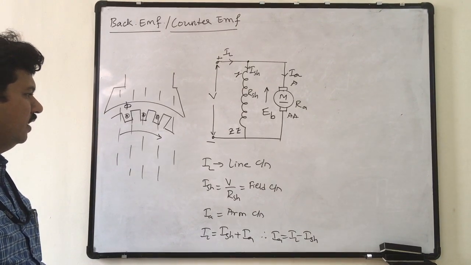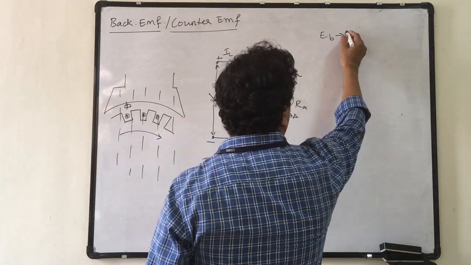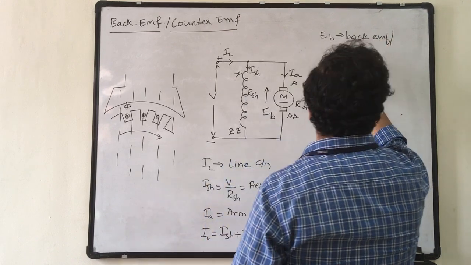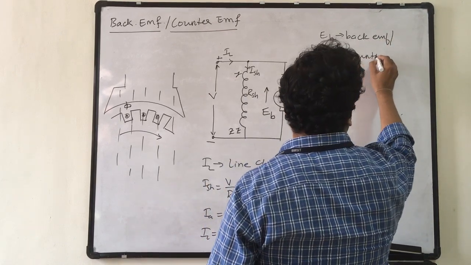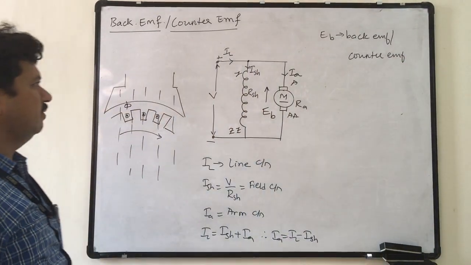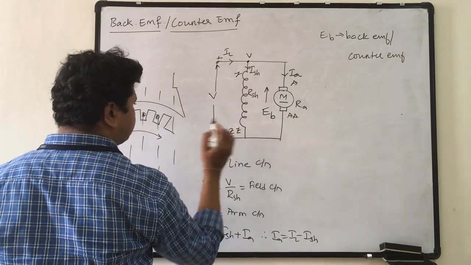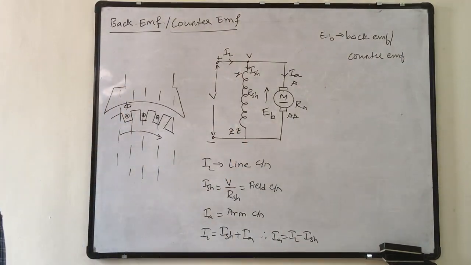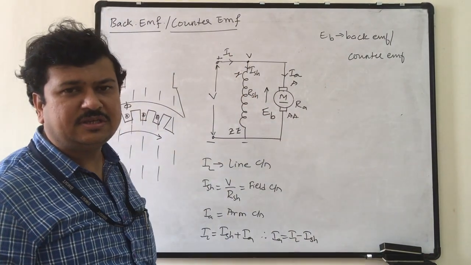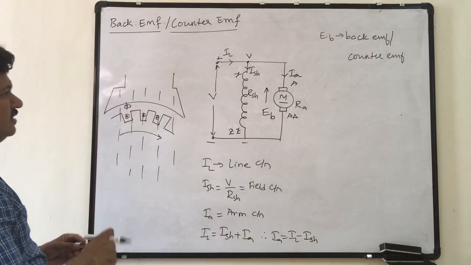Okay. So what is EB? EB is the back EMF, or counter EMF. Now what is the voltage here? It is V volts. Now what is the effective voltage available across this armature? Effective voltage available across the armature.